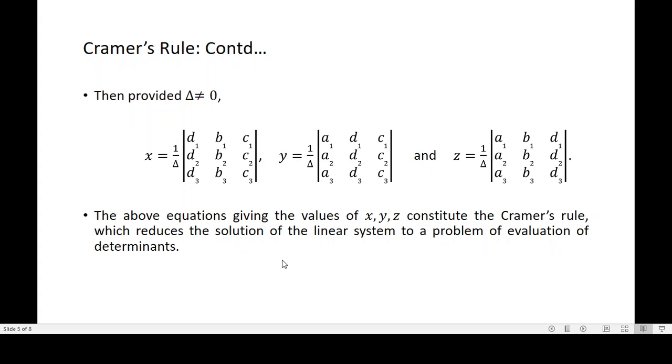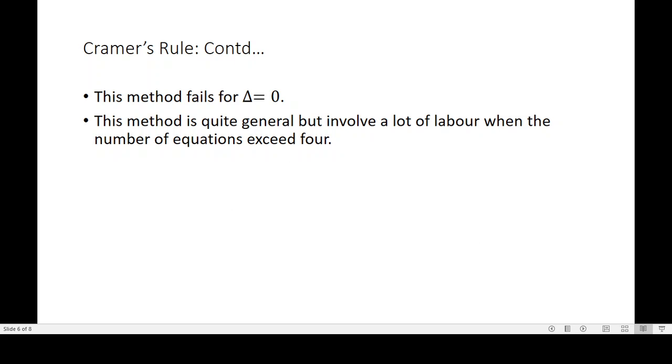So the above equations giving the values of x, y and z constitute Cramer's rule, which reduces the solution of the linear system of simultaneous equations to a problem of evaluation of determinants. Also, this method is quite general but involves a lot of labor when the number of equations exceeds 4.